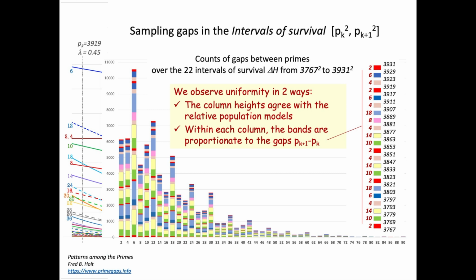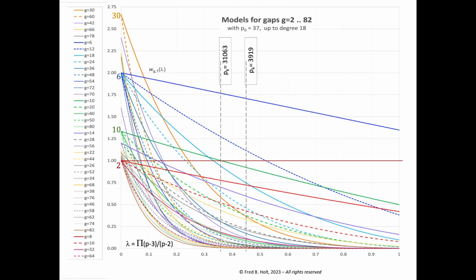The dark blue bands for 6 should be about 3 times the size of a bright red band for 2 within each column. And so this is saying that as we take these samples, there's a low variance in the statistics because we are not seeing wild fluctuations from interval of survival to interval of survival and getting some sort of average behavior. Within each column, from sample to sample, interval of survival to interval of survival, we're seeing this regularity.